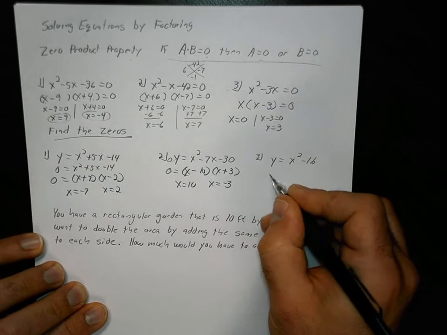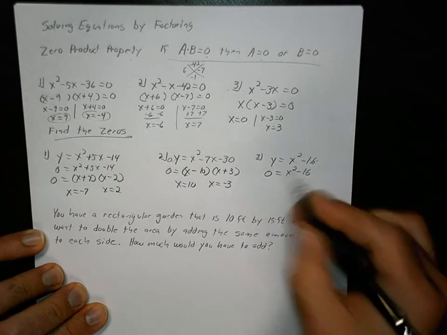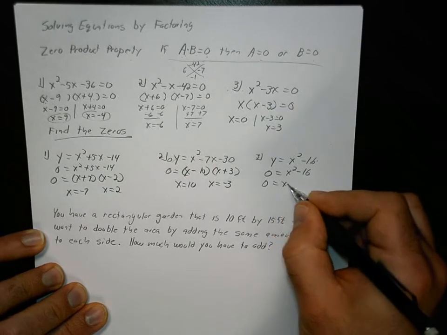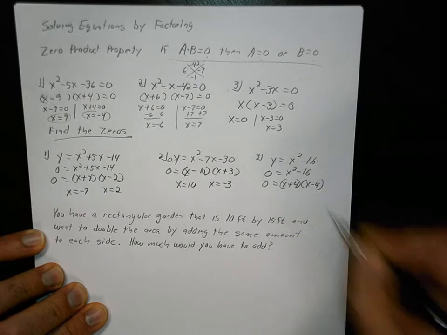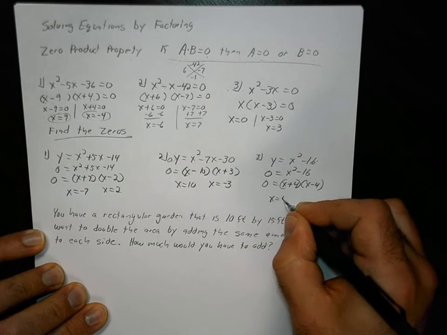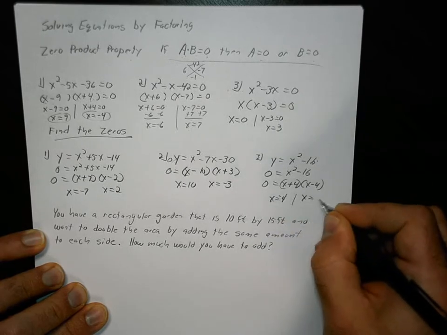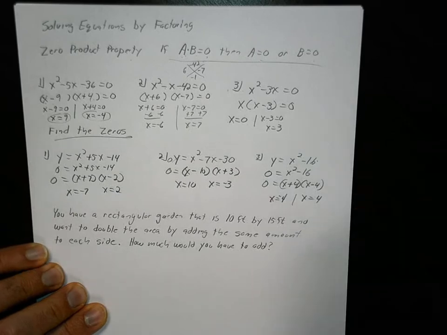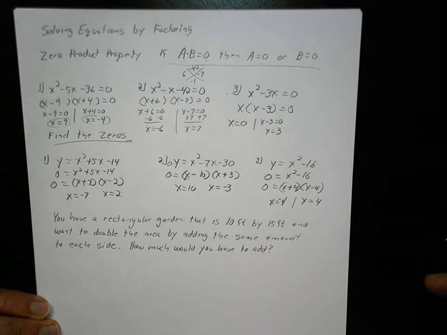Now finally this third one. What kind of factoring is this? That's a difference of squares. So that's x plus 4 and an x minus 4. So x would equal negative 4, and x equals positive 4 for that one. Okay, so that's solving equations by factoring.